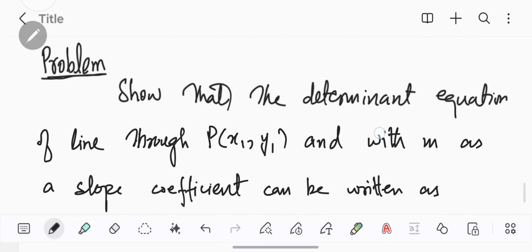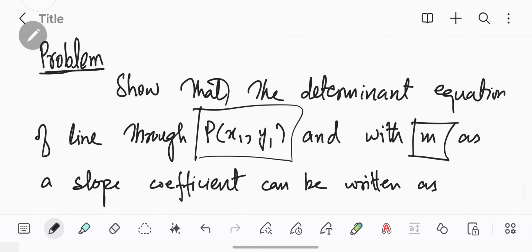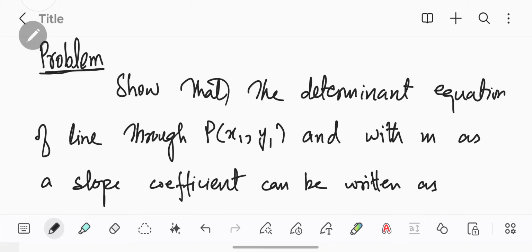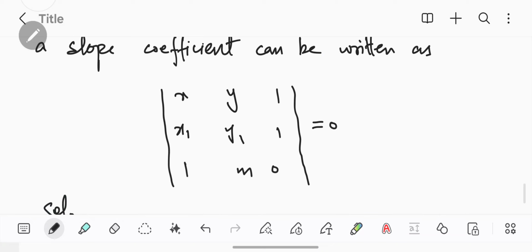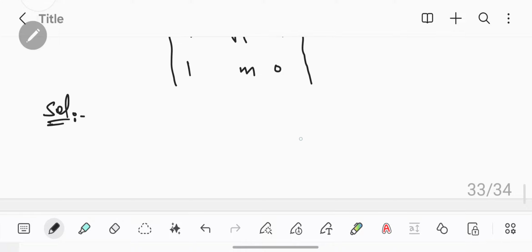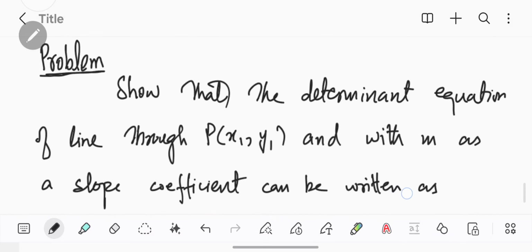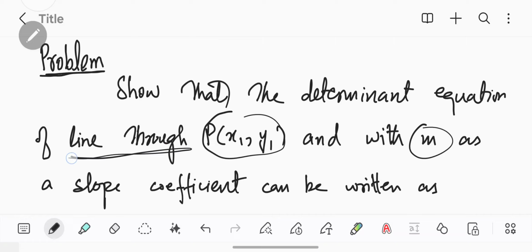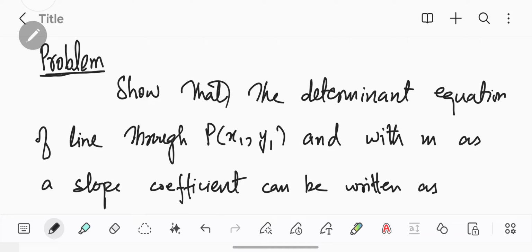Okay, so we are given this point and this slope. With these two things I have to prove that this determinant is equal to 0. Since in the previous video I told you if I give you two different points, you can always draw a line passing through those two points. But this time we are only given one point and a slope, so we have to find the equation of line. How can we find an equation of line through a single point and a slope?